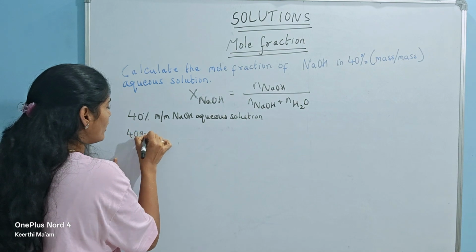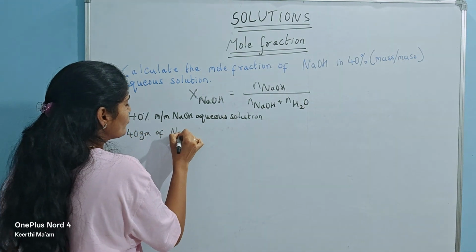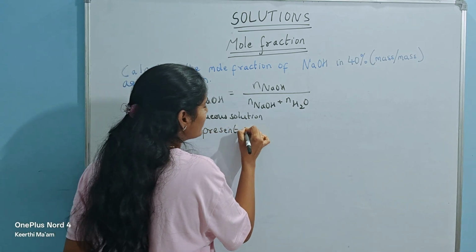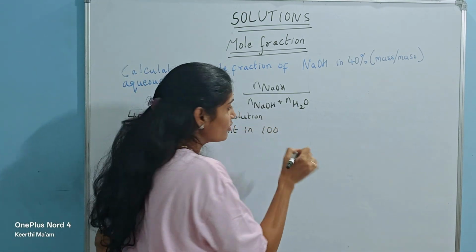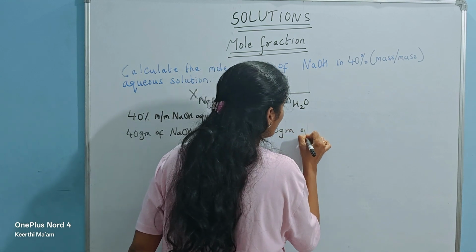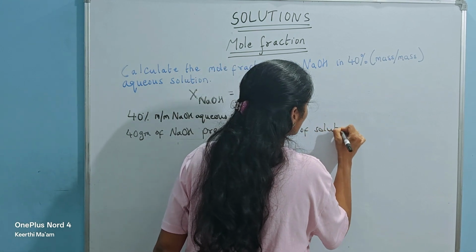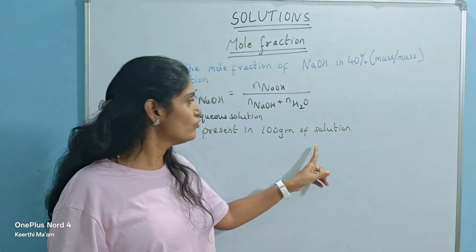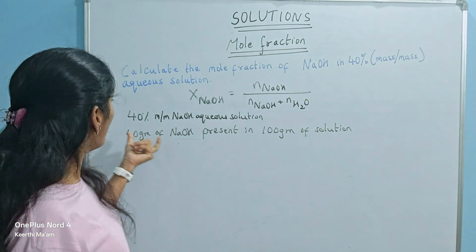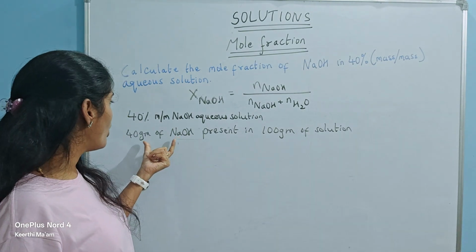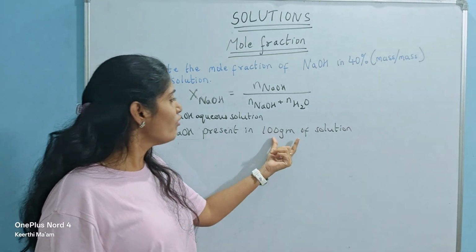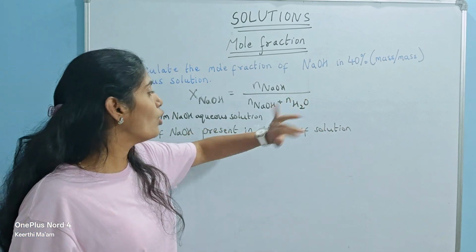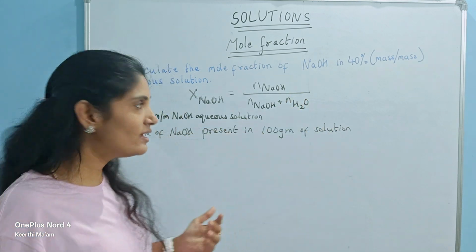40 grams of NaOH present in, as it is mass by mass, 100 grams of solution. 40 grams of NaOH present in 100 grams of solution. Now from this, what did I get? I got the mass of the component NaOH, and I have the mass of the solution, but I want the mass of the component water. But can I get it? Yes, I can get it.